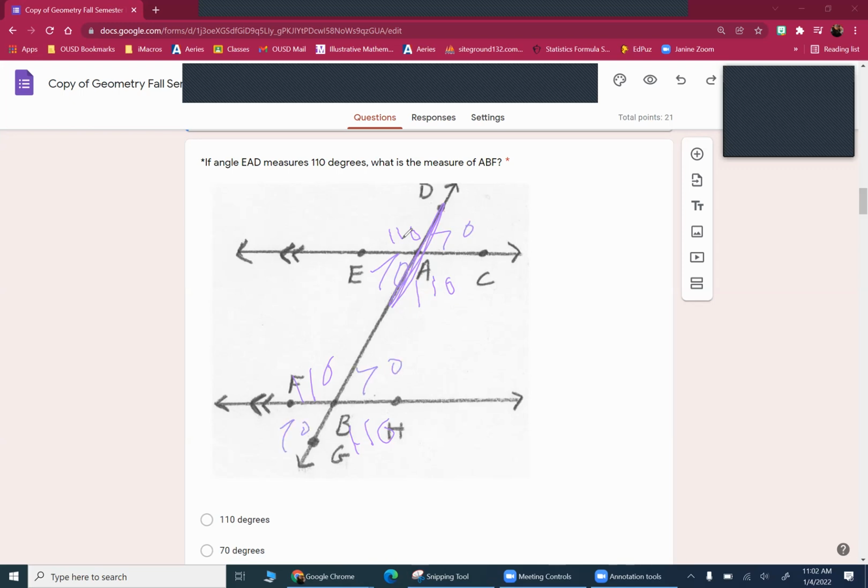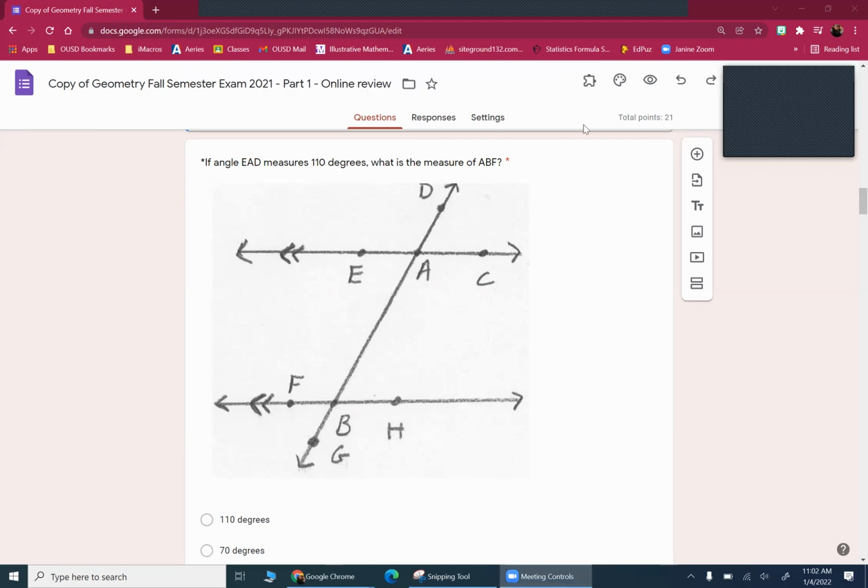Now I didn't have to do all that because it just asked me for ABF. Where is it? There's A going down to B, then over to F. So it's that 110 angle right there. All right, so that's the 110. And let me close that and scroll up.